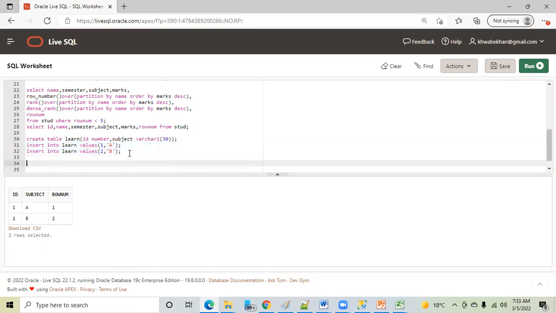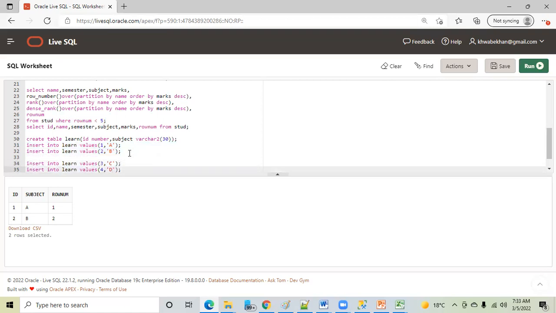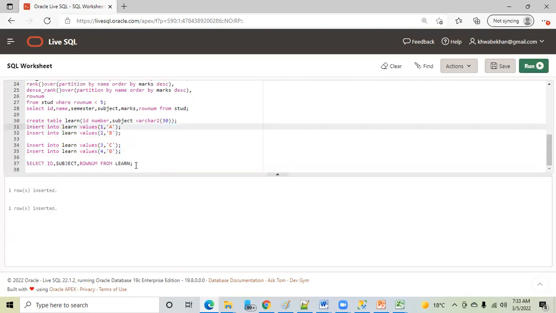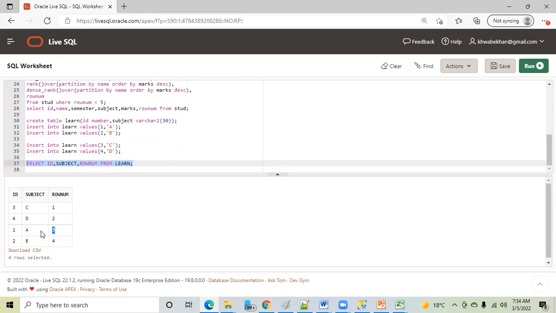Now please look here. I'm inserting 2 records in a single go, 3 and 4. Now please consider it here. This is very important. 1, 2, 3, 4. Sir, why was it giving 1, 2 for C and D? 1 and 2 was A, B, no? Yes, 1 and 2 was A, B. Correct, correct. Now see what is happening here.